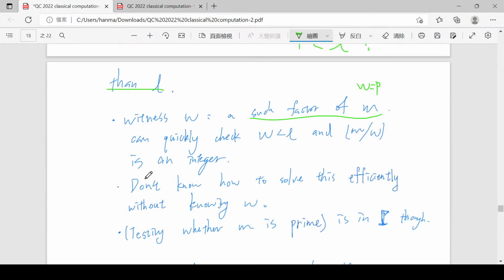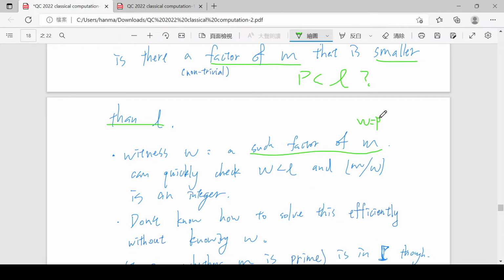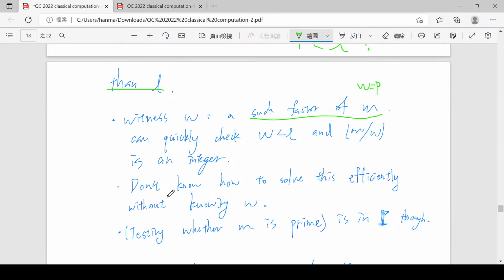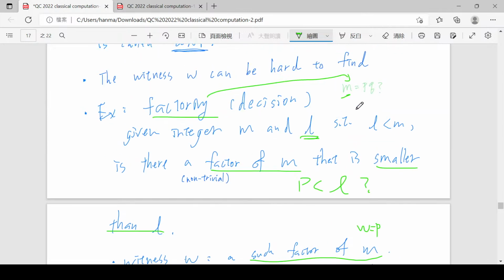But now the point is this is not in P, because if someone didn't tell you what this P is and you want to find it, then you need to basically do a brute force search. There are smart algorithms, but they were kind of dumb. So if you do brute force search, it takes a lot of time to find this P. This might take exponential time, exponential in the length of this integer.